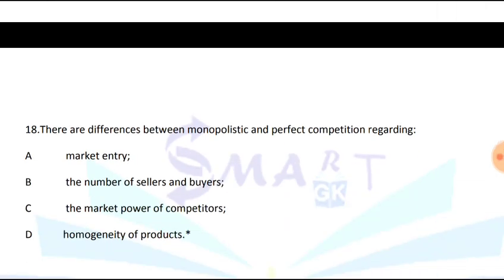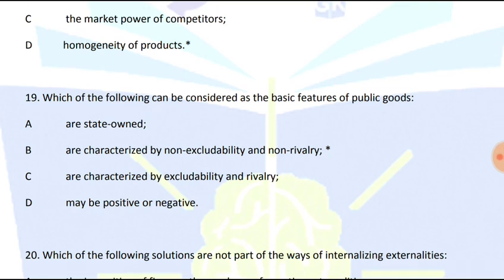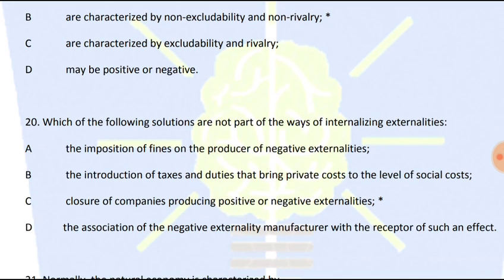The next one is, there are differences between monopolistic and perfect competition regarding homogeneity of products. The next one is, which of the following can be considered as the basic features of public goods? They are characterized by non-excludability and non-rivalry. The next one is, which of the following solutions are not part of the ways of internalizing externalities? It is closure of companies producing positive or negative externalities.